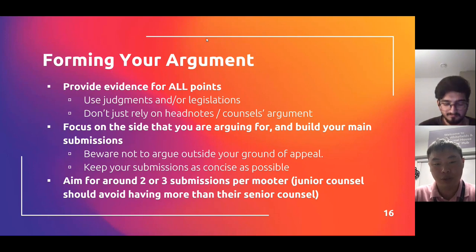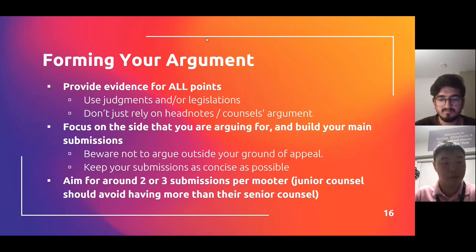Focus on your main submissions. Remember, you and your junior or senior partner are divided into two different roles, arguing two different grounds. If you feel like your arguments may be overlapping, it is entirely appropriate to refer the courts to your junior or your other partner in a later bit of the moot. Try not to encroach on each other's grounds and keep to your own ground of appeal.